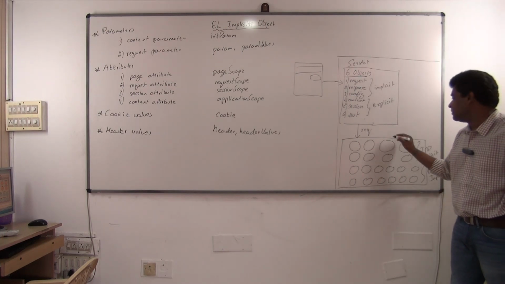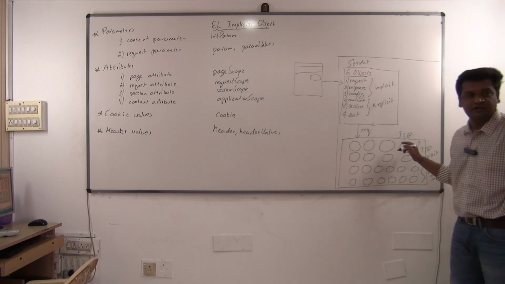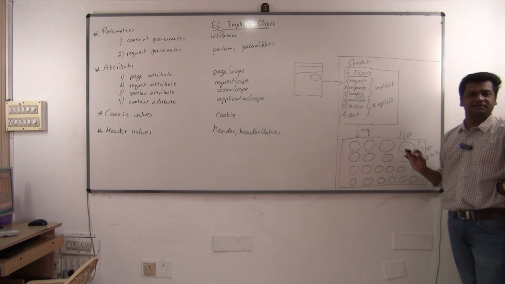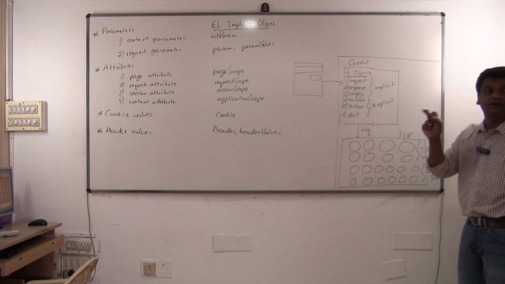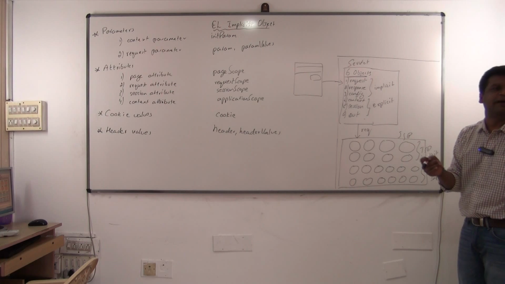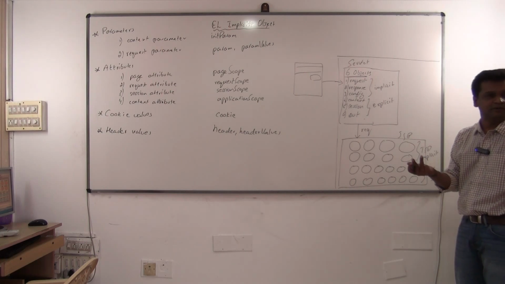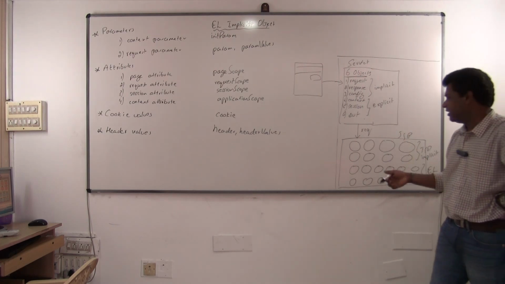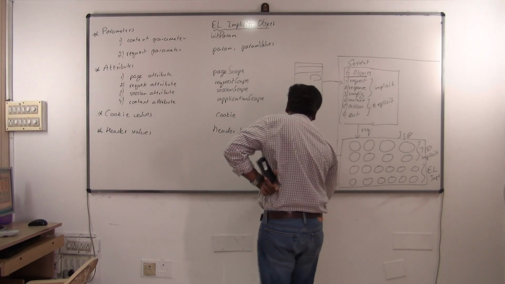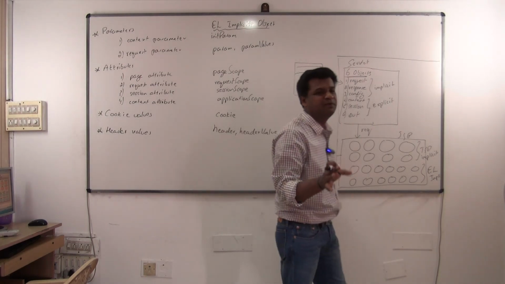And in the JSP, if you want to access them, you can. You use the dot operator or the square bracket, depending on whether you want the parameter, the attribute, the header value or the cookie value. You can use either the dot operator or the square bracket to access the value and produce the response.